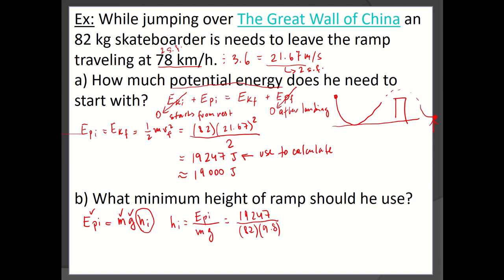So again, 2 sig figs over 2 sig figs. So you should get 2 sig figs in your final answer, which happens to be 24 meters. So the minimum height of the ramp should be 24 meters.